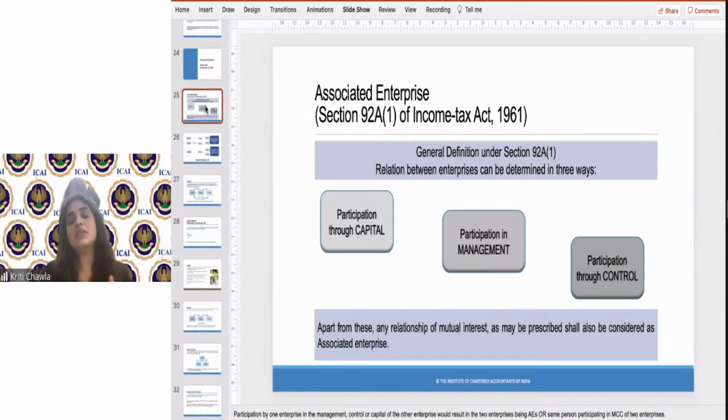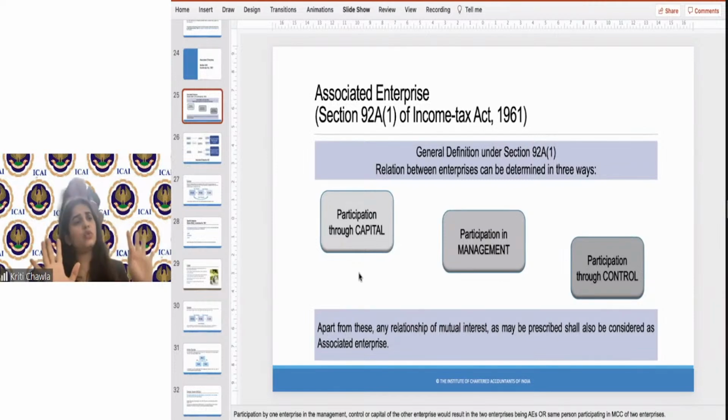Now, what exactly is the meaning of management? What exactly is the meaning of capital? What exactly is the meaning of control? Well, I must tell you that the Indian Income Tax Act does not define these three terms. So you'll have to look at case laws out there to see what exactly is the meaning of management, control, and capital, generally, but these terms are not defined under the Income Tax Act. So, we'll make use of case laws here and there so as to see what exactly are the meanings.